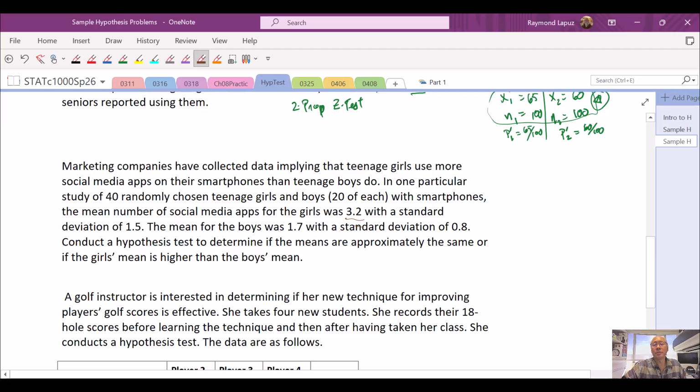Okay, two samples, the girls and the boys. Girls were mentioned first, and I usually put whatever's mentioned first as the first group, and the boys were mentioned second. I do not see any sigma given, so there's no sigma given. We're going to use a t-test.